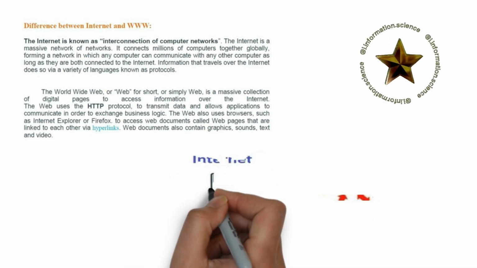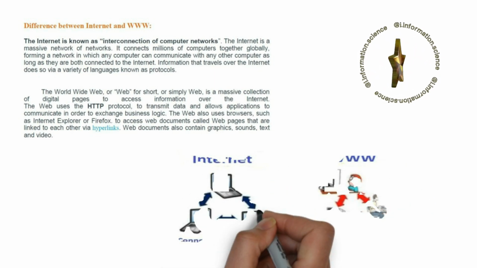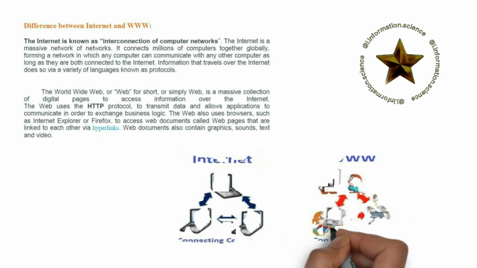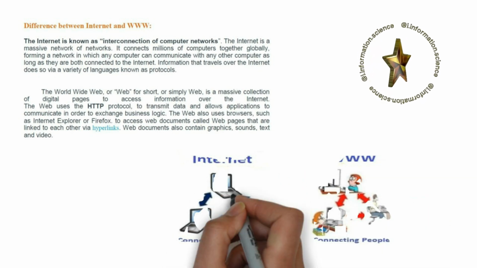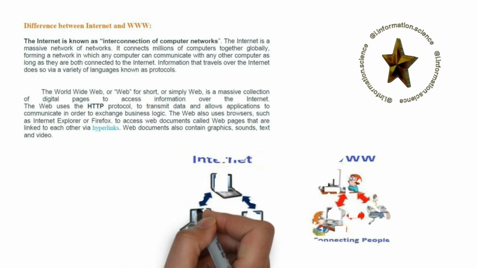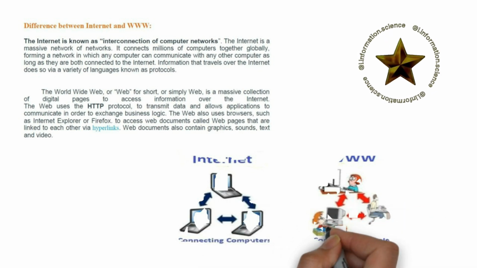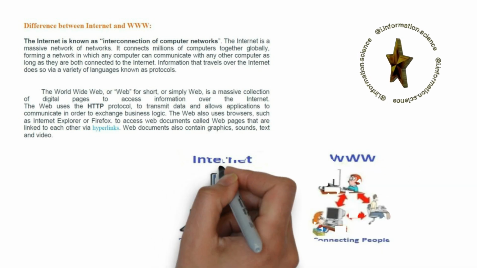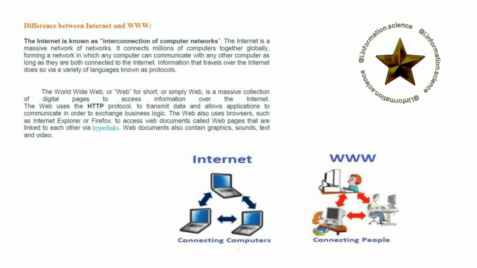The World Wide Web, or Web for short, is a massive collection of digital pages to access information over the Internet. The web uses the HTTP protocol to transmit data and allows applications to communicate in order to exchange business logic. The web also uses browsers, such as Internet Explorer or Firefox, to access web documents called web pages that are hyperlinks. Web documents also contain graphics, sounds, text, and video.